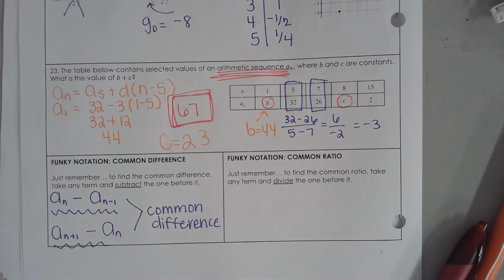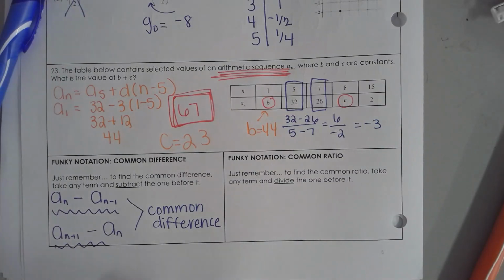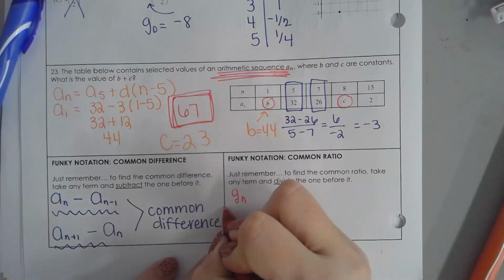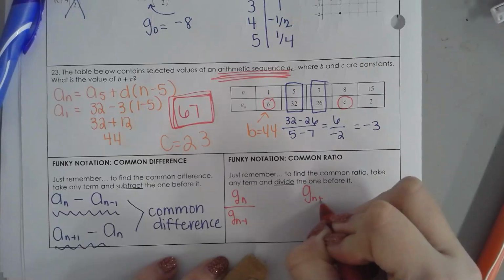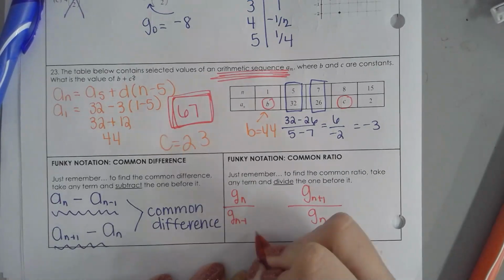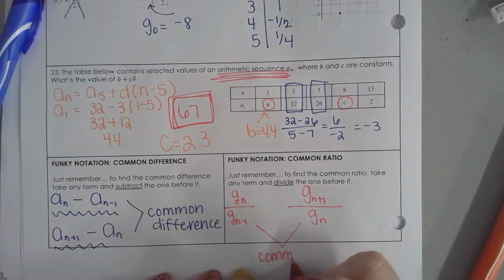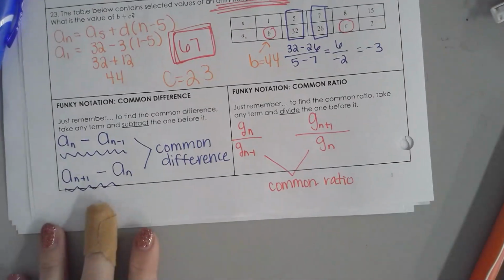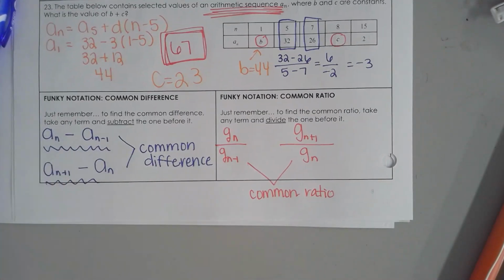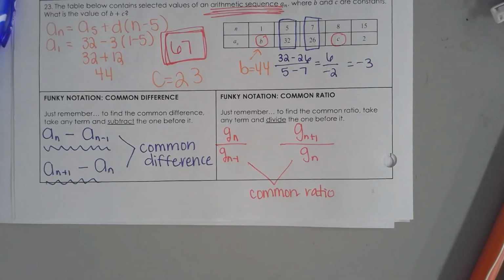Common ratio is similar, but instead of subtracting, you divide. So it would probably be like this. It shows it as a fraction. I think I said common difference, but common ratio. You'll probably see that on a question on the test, on this unit test, which is probably why I threw it in there.